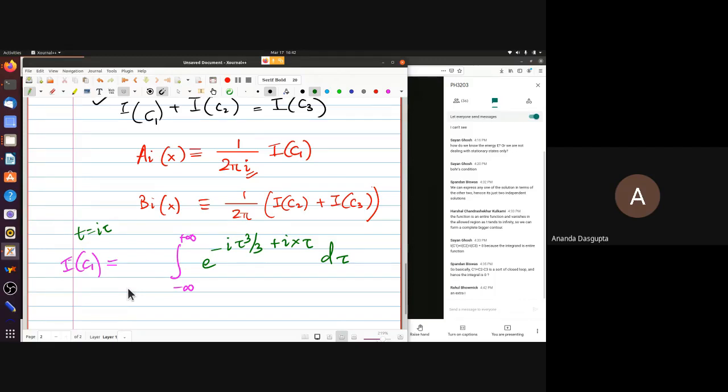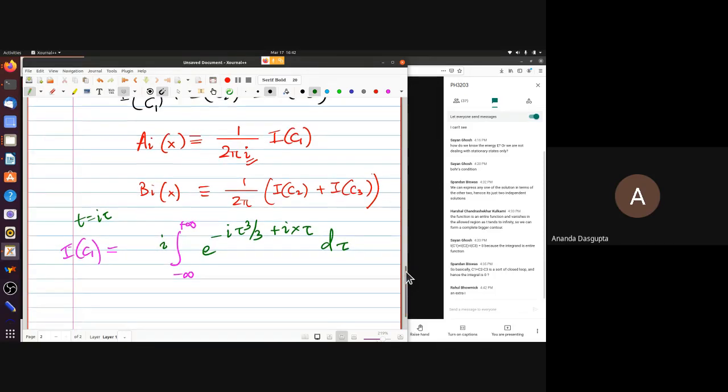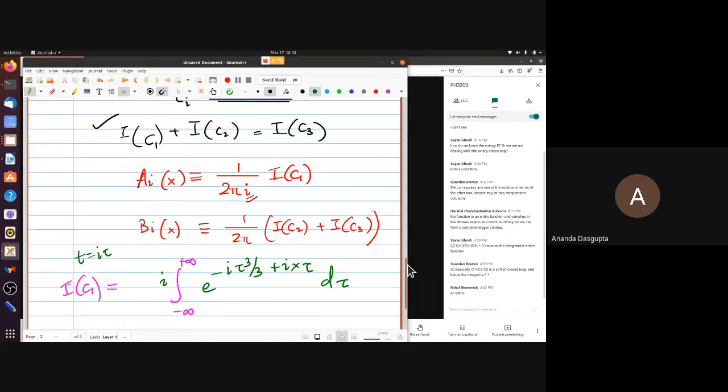An extra i, exactly. Because dt of course has an extra i. Let's just check everything. Is this correct? I've deliberately made a mistake somewhere here. You should be able to spot that. Okay, let me just show you these two things side by side.